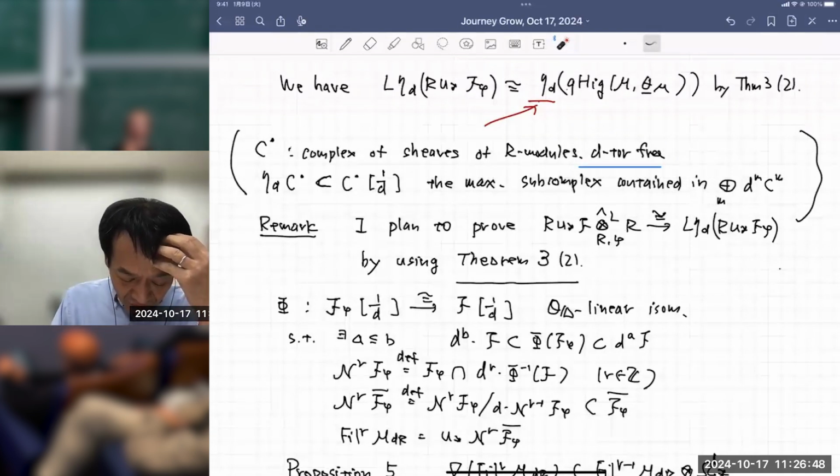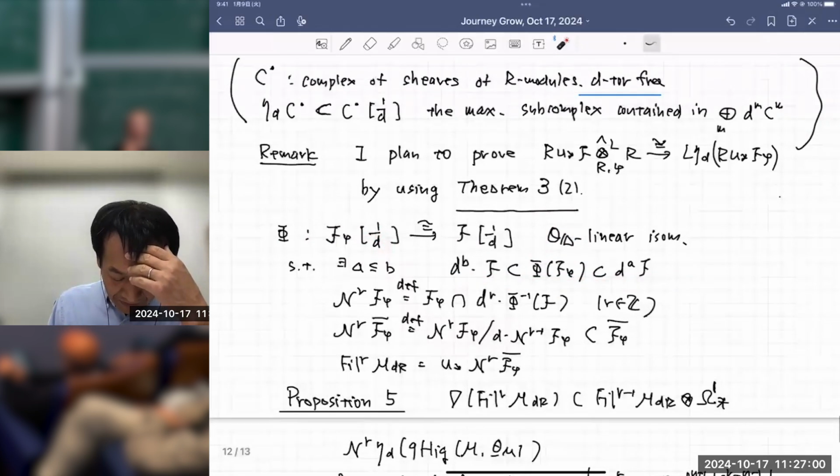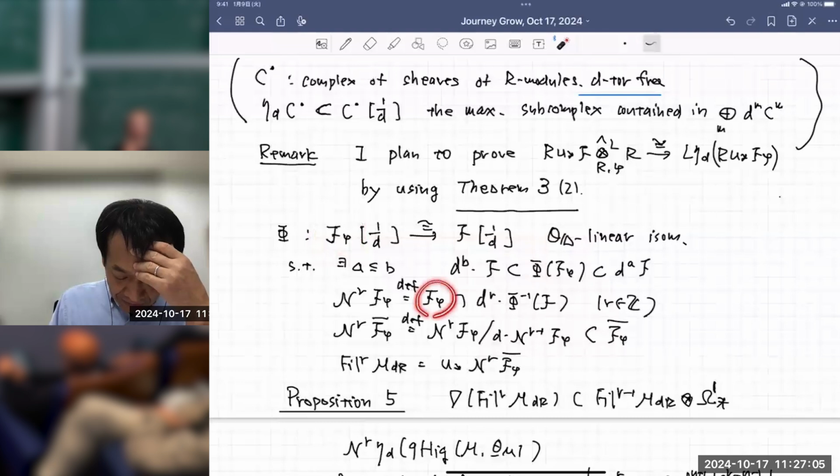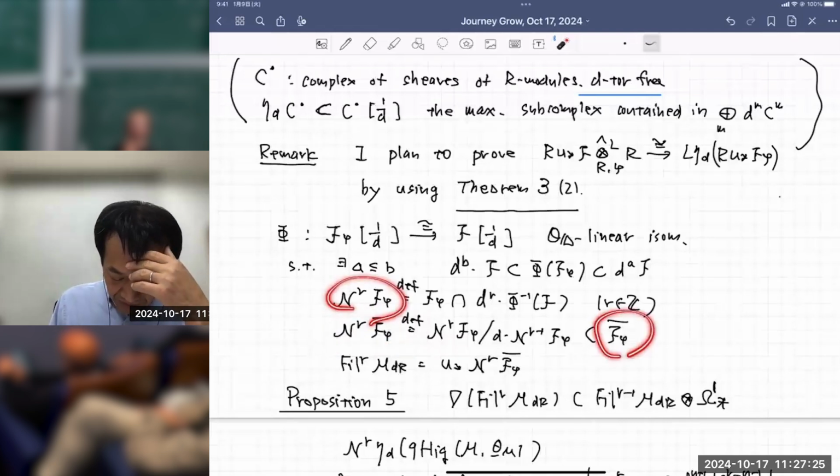Suppose that we are given a Frobenius isomorphism from F phi to F. This is linearized, so this is all linear. Assume that this is an isogeny with respect to D. Then, as usual, we can define a Nygaard filtration of F phi as an intersection of F phi and R times phi inverse of F. We have two lattices, F and F phi, and we define a filtration of F phi by using this other lattice. I take the quotient, or the image of this one in this quotient, and this can also be described like this.